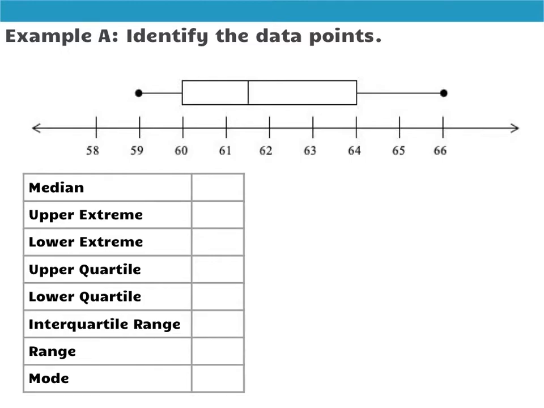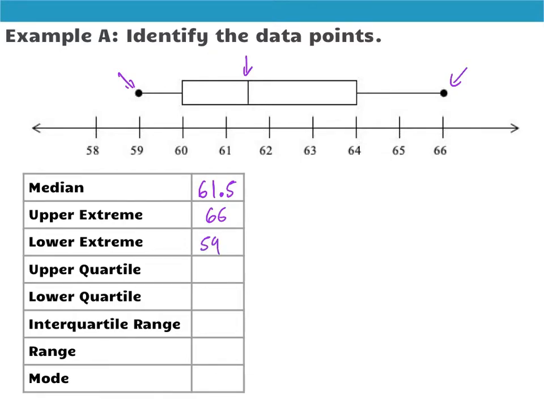Let's start with the median, which we know is this line here in the middle. That line in the middle here is between 61 and 62, right dead center. So our median is 61.5. Our upper extreme is the highest point on our graph, so we've got 66 as our upper extreme. Our lower extreme is the lowest point on our graph, so that's going to be 59.